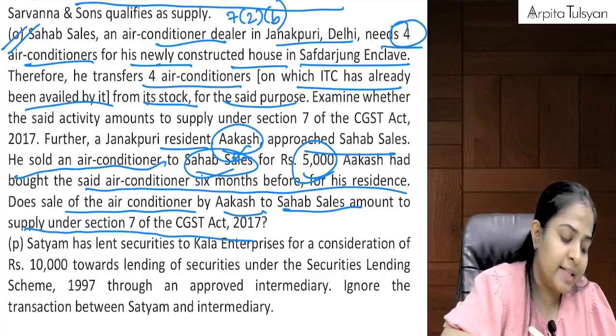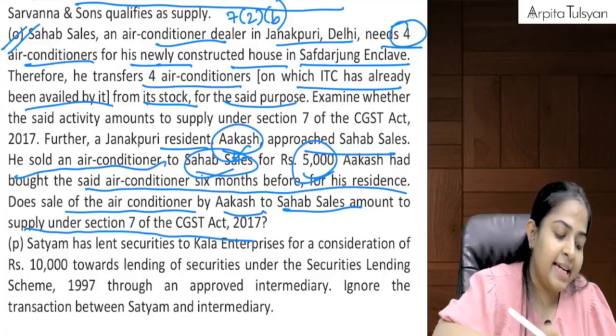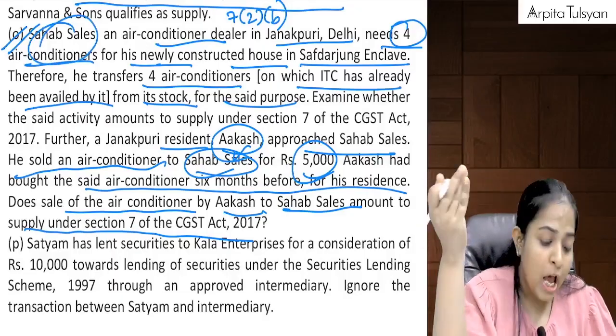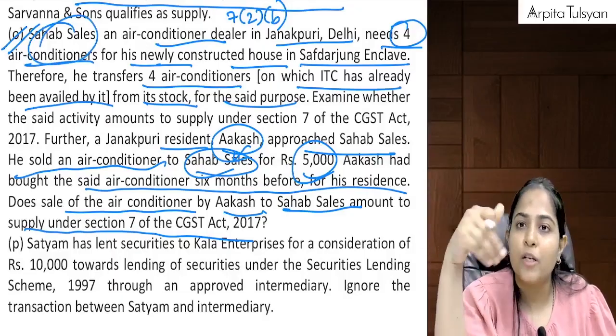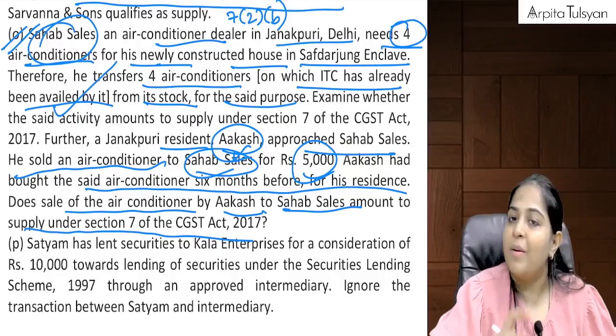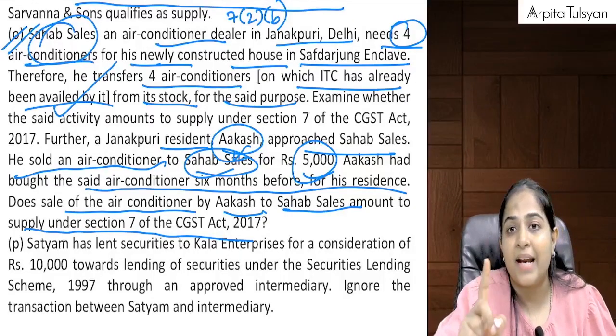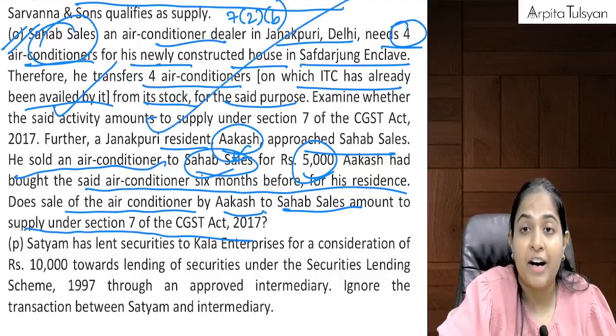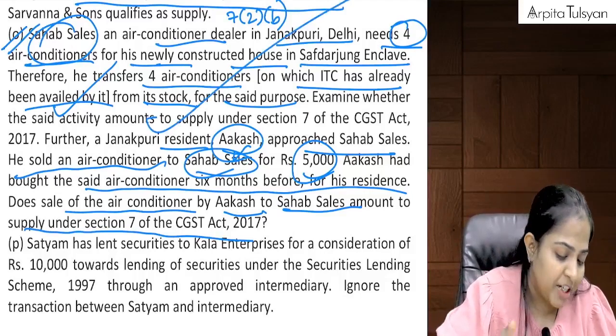So first one is yes, definitely. Can we say Sahab Sales is taking some ACs from his office to his home? So this is the permanent transfer or disposal of business assets without any consideration on which ITC has been claimed. So that will be considered as a deemed supply as per para number 1, schedule number 1 of CGST Act.